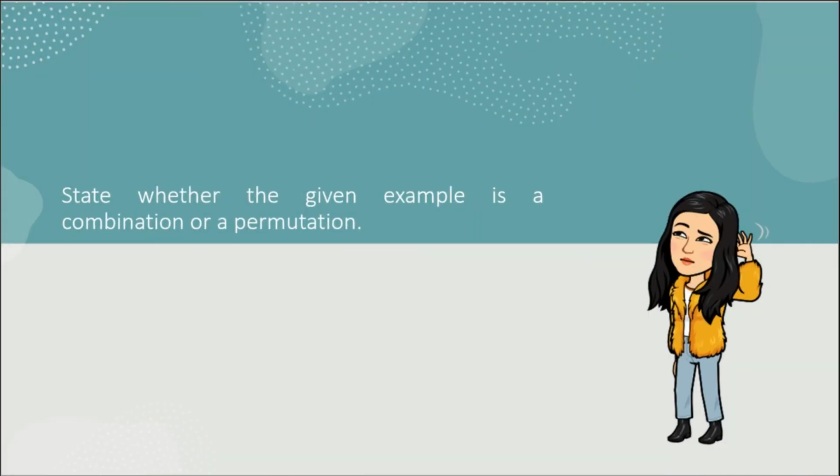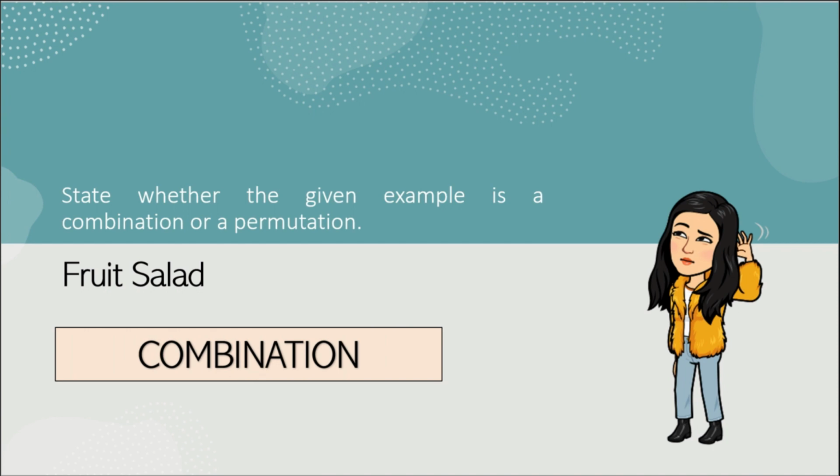Third example, we have fruit salad. Is it a combination or a permutation? Let us say your fruit salad includes apples, strawberries, and cherries. But what if we rearrange the order, like cherries, apples, and strawberries? Is it still the same fruit salad? Correct. We still have the same fruit salad. Therefore, in here, the arrangement is not important. So in this example, we have a combination.